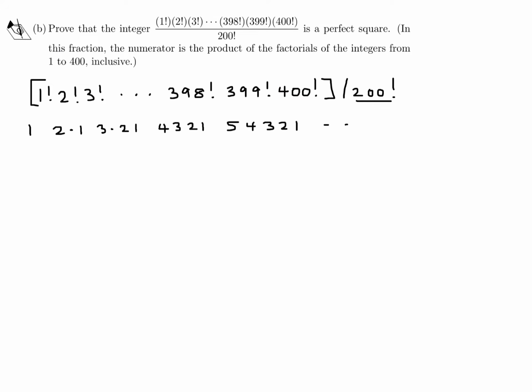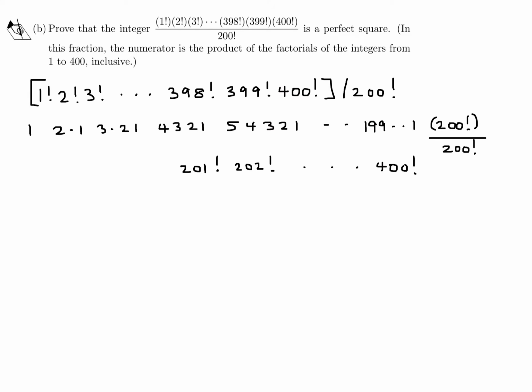But they've got this 200 factorial in the denominator. So that means I've got to be careful here. Eventually, I'll get up to 199 factorial, which is, of course, 199 all the way down to 1. And then I've got this 200 factorial, which basically cancels with the denominator, like that. And then it keeps on going. So you'll have 201 factorial, and then 202 factorial, like that, all the way until 400 factorial.